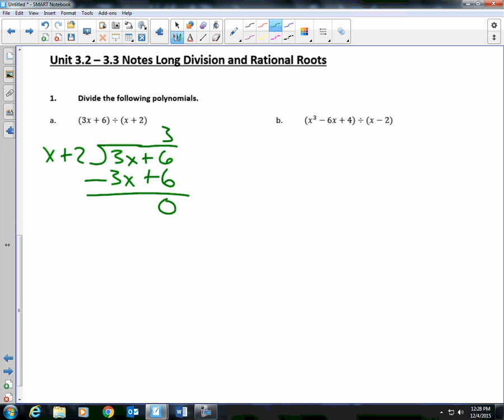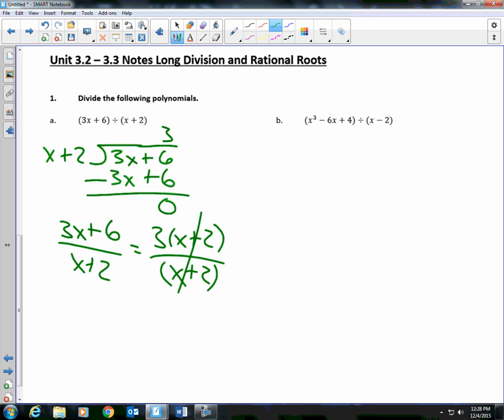So if you take 3x plus 6 and divide it by x plus 2, you get 3. Well, that's no surprise, because if you just factor out a 3, you can see that your x plus 2s are going to cancel. It goes in exactly 3 times. But they don't always work out like that. Look at B. Does x minus 2 divide into x cubed minus 6x plus 4? Well, we'll try.